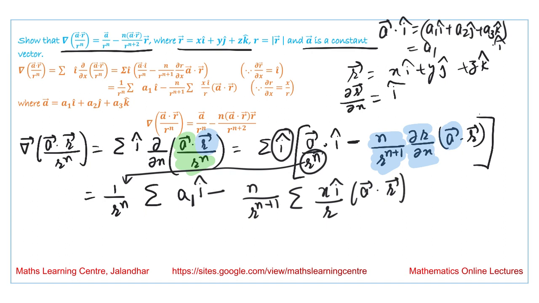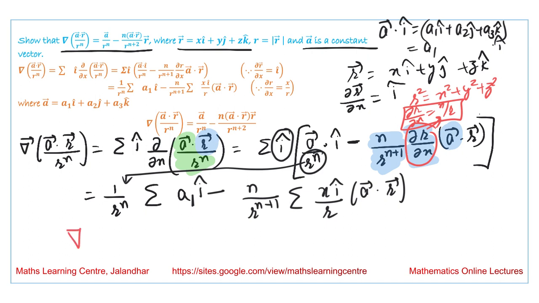We are using the result here that r square is equal to x square plus y square plus z square. So del r by del x is equal to x by r. This value we have is x by r. We are writing it in this form. We have this i vector over there and we obtain the answer in this form.